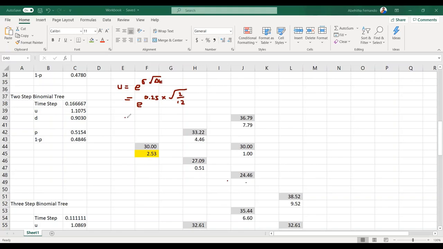So you should get 1.1075 if you round it up to 4 decimal places. And to get the value of d, you can take 1/u. So that is 1 divided by u, 1 divided by 1.075.